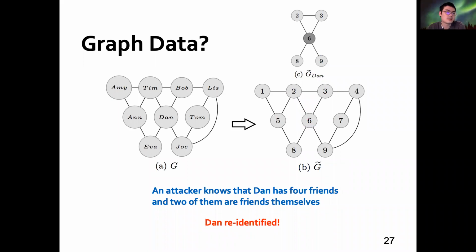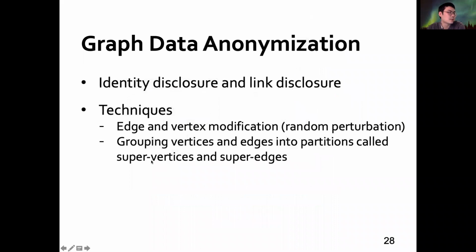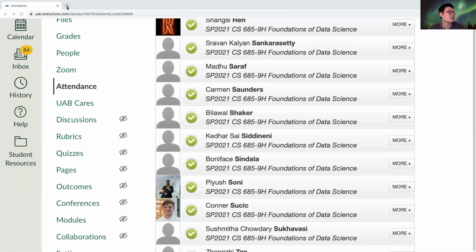So this is one solution. There are different solutions. This is called a super vertex. There's a concept called graph contraction. You can look it up.